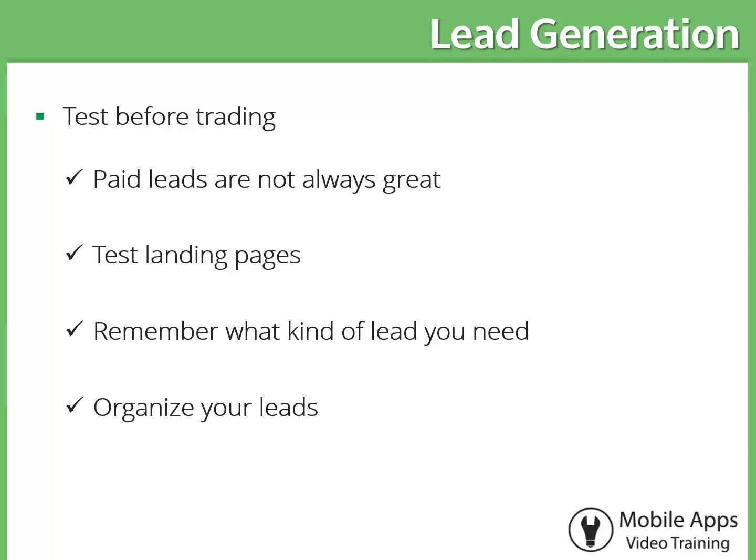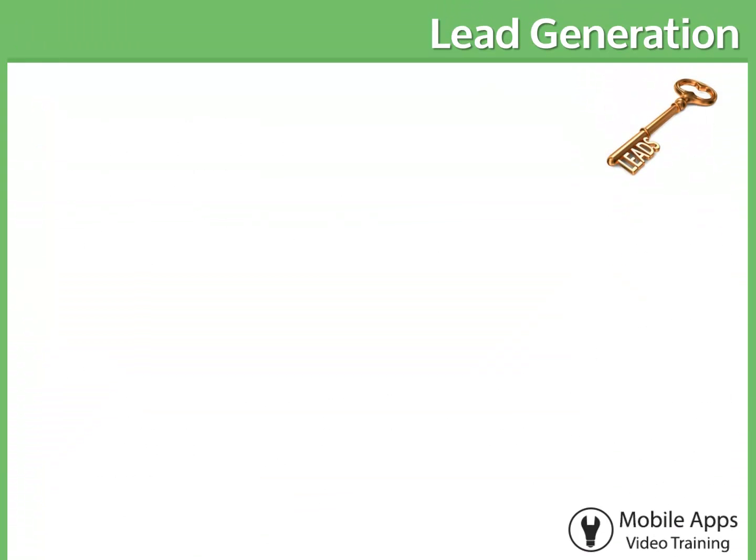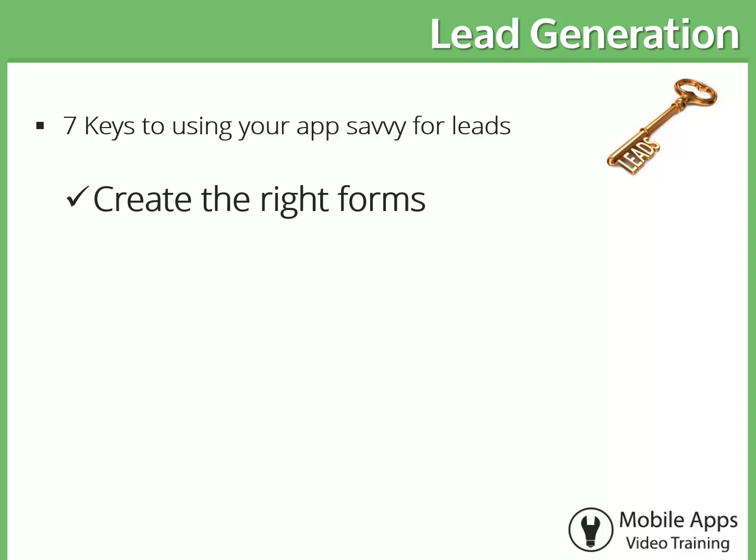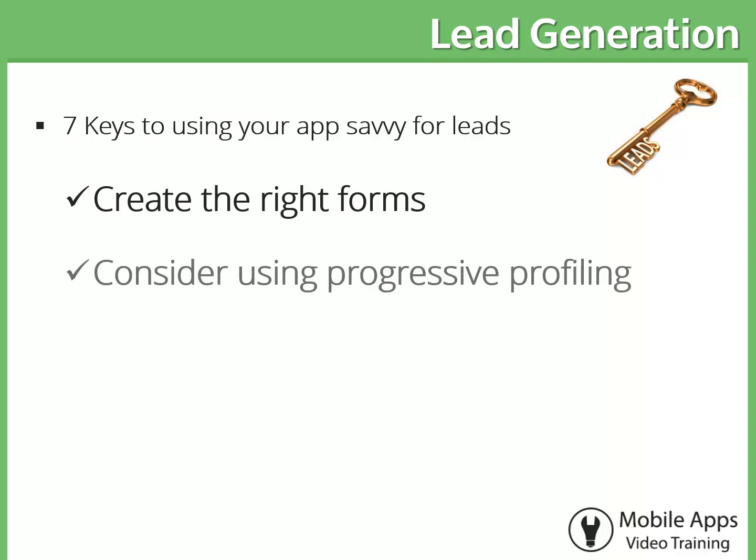Now that you have a foundation for generating the right leads, take a look at the 7 keys to using your app in a savvy way to generate and motivate them. Create the right forms. A mobile screen is only a few inches wide and tall. It can be frustrating trying to fill out a form using that tiny screen if you use forms in the traditional way. Consider using progressive profiling.